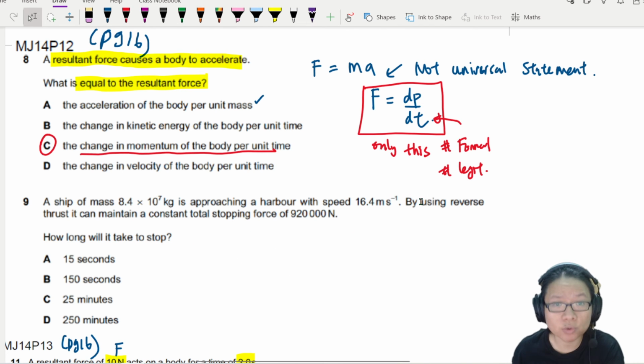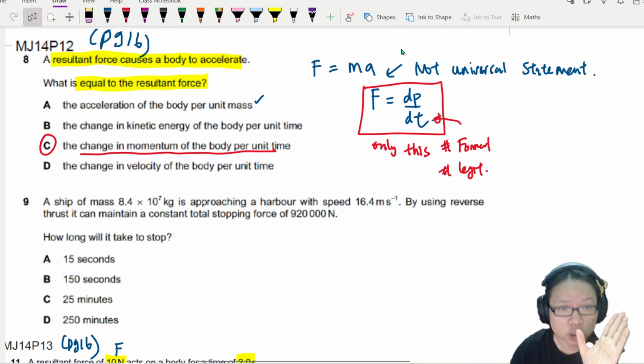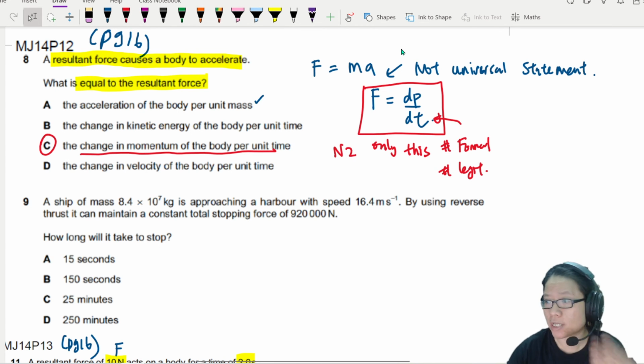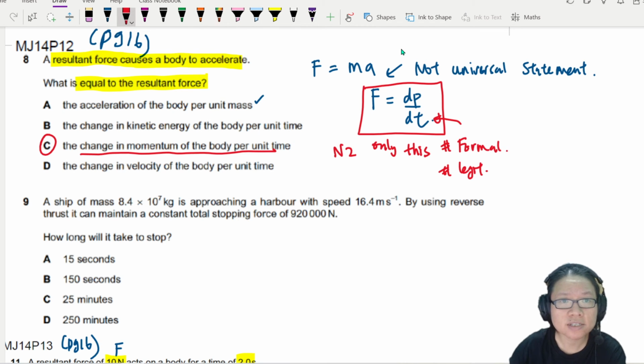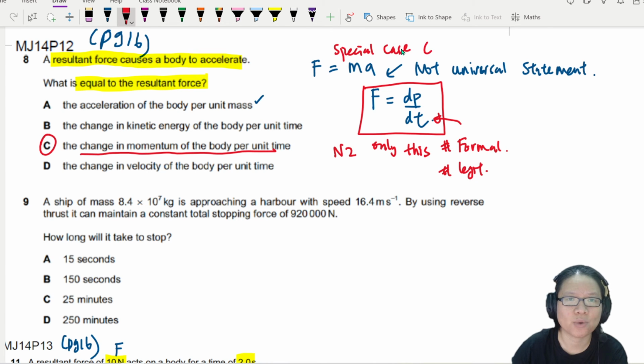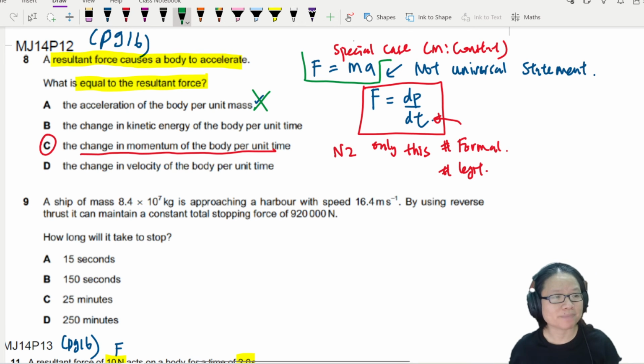Please understand that Newton's second law is only change in momentum per unit time or rate of change of momentum. Okay, this is the formal, this is the legit one. This is a special case where m is constant. This one. So in this case, this is wrong. All right. Okay, let's look at 9.